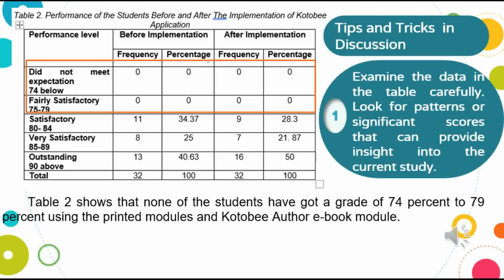Table 2 reveals that none of the students received a grade between 74 to 79%, whether using printed modules or the Kotobi Author ebook module. Let's remember that the variables being compared here are the use of printed modules conducted before the implementation and the use of Kotobi Author ebook module.